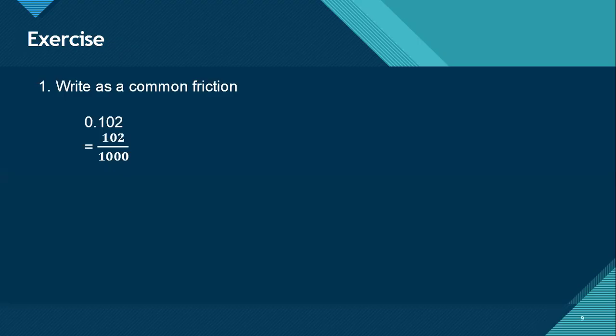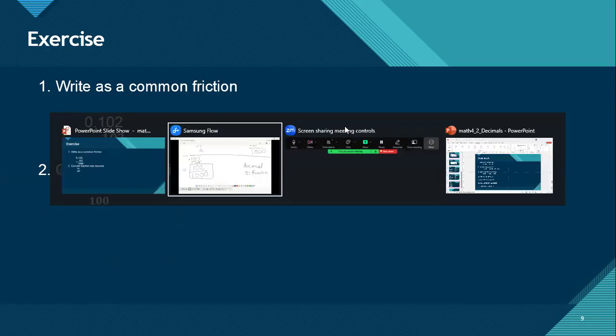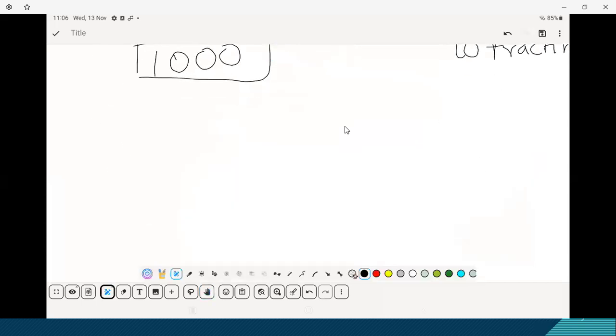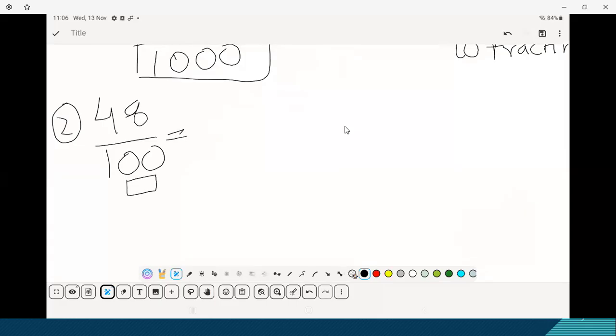Okay, this is the same, 102 by 1000. So now convert a fraction into a decimal. Suppose we have 48 by 100. How will we do this problem? Simply we will write the number, that will be 48 divided by 100. Whatever zeros there are in the denominator, that many digits will be represented after the point.